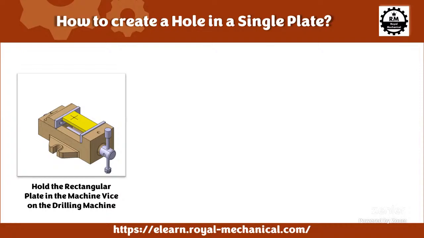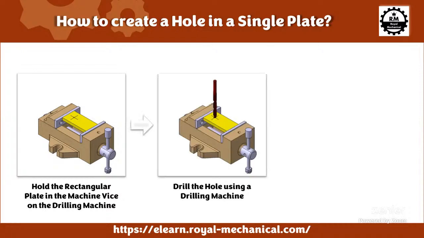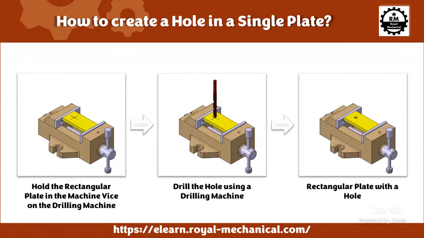You are going to hold this raw material, or the workpiece, in the machine vise, and then you are going to drill the hole. Once you drill the hole, you'll have to take the rectangular plate out of the machine vise. So you have the end product, the rectangular plate with a simple hole.